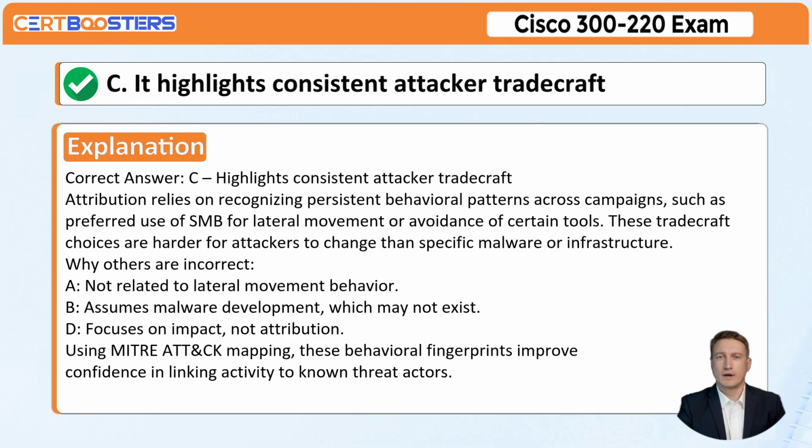Why others are incorrect? A. Not related to lateral movement behavior. B. Assumes malware development, which may not exist. D. Focuses on impact, not attribution. Using MITRE ATT&CK mapping, these behavioral fingerprints improve confidence in linking activity to known threat actors.